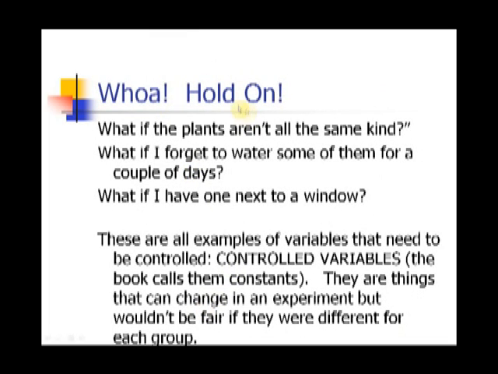Whoa, hold on. What if the plants aren't all the same kind? What if I forgot to water one of them for a couple of days? That would not be good. What if I have one next to a window and the others are all away from the window? These are all examples of variables that need to be controlled, or to stay the same. Controlled variables, the book calls them constants, that book that you have. They are things that can change in an experiment, but it wouldn't be fair if they were different for the different groups. They must stay the same.